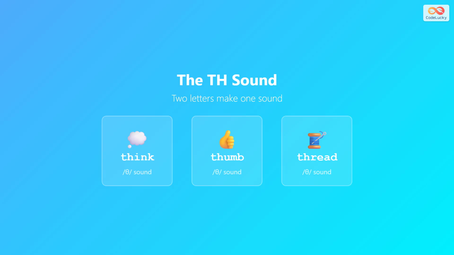Finally, let's learn the TH sound. When you see the letters T and H together, they make the sound /θ/, like in the word think. Listen, think. Another example is thumb. And here's one more, thread. The TH sound is made by placing your tongue between your upper and lower teeth and pushing air through gently.